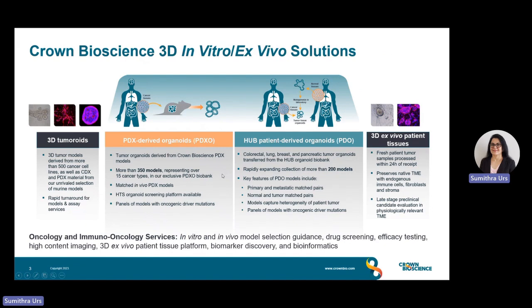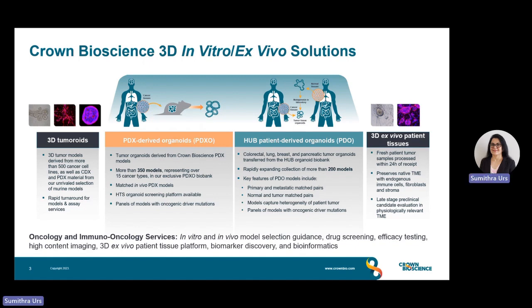At Crown Bioscience, our 3D in vitro platform can be categorized into 4 basic types based on the cell types. As one, the 3D tumoroids. Now, these are derived from our CDX or cell line derived xenografts and PDX cell lines. The advantage of using this is that the turnaround time is really quick.